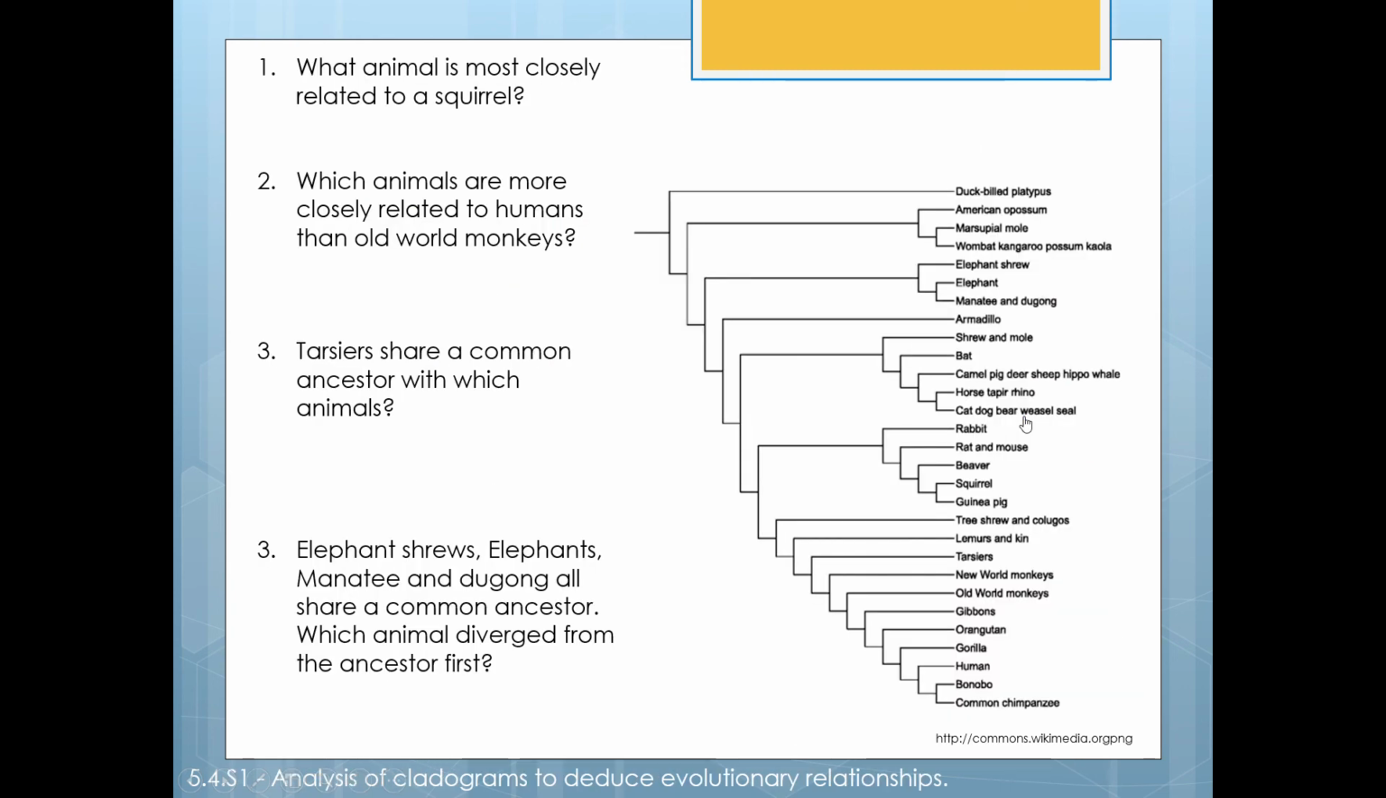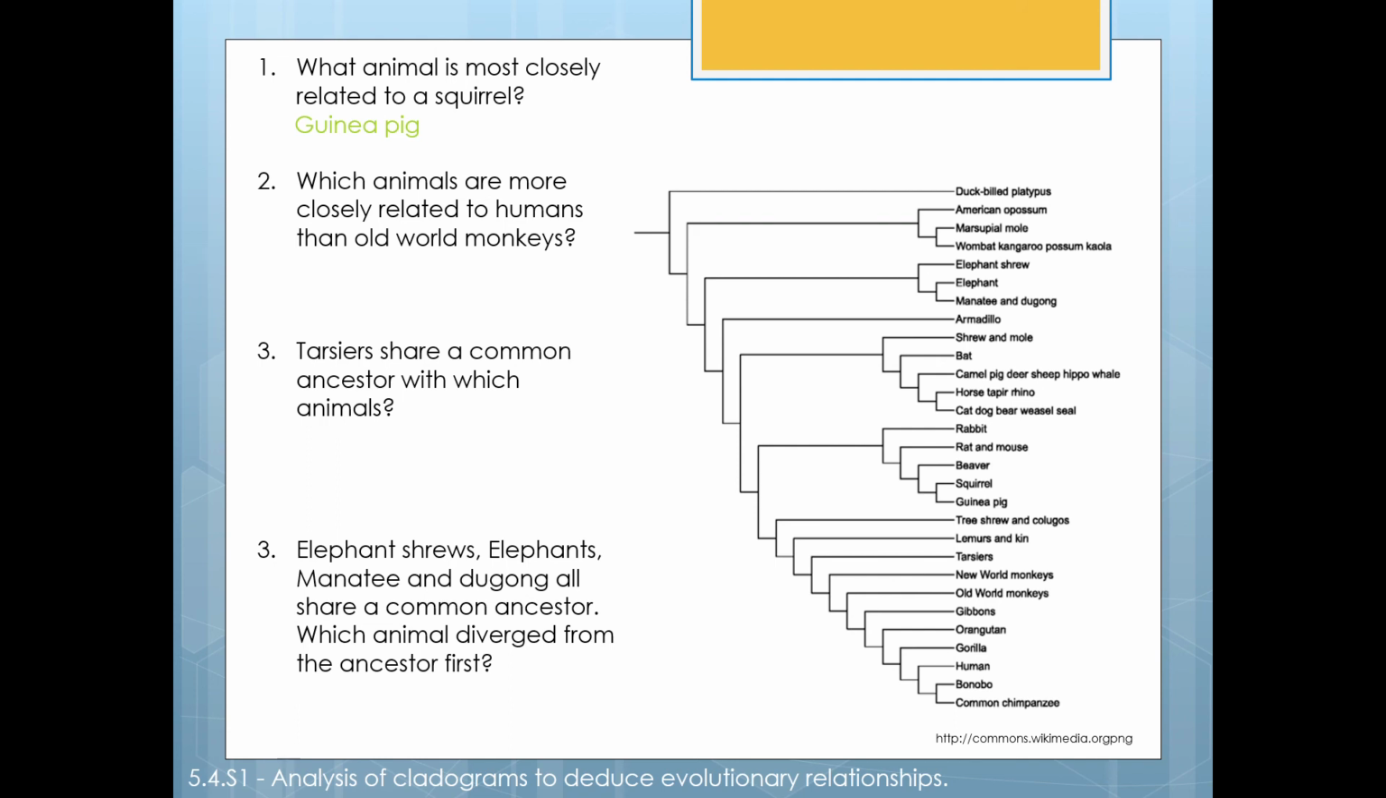And IB may give you a variety of tasks in order to check if you can read cladograms. For instance, they can ask you, look at this cladogram and tell which animal is the closest relative of a squirrel. So of course you have to find a squirrel. It is here. And who's the closest relative of a squirrel? I hope you all can see that. Yes, this is guinea pig.